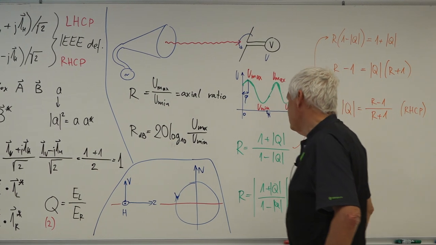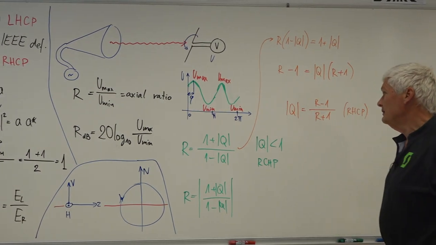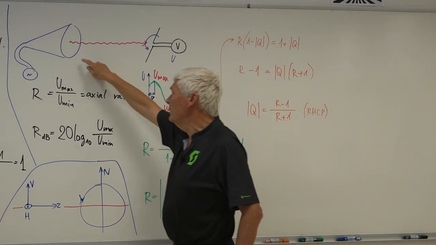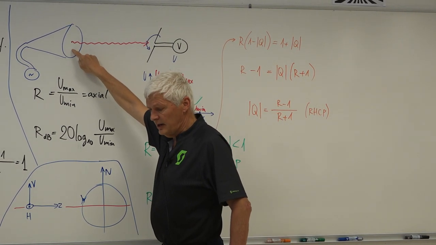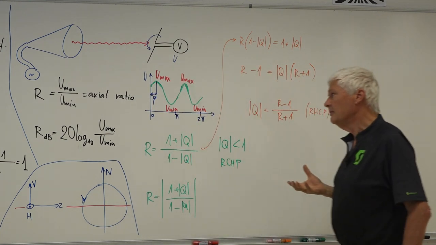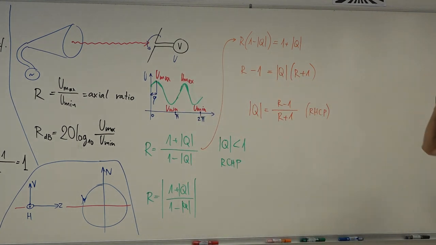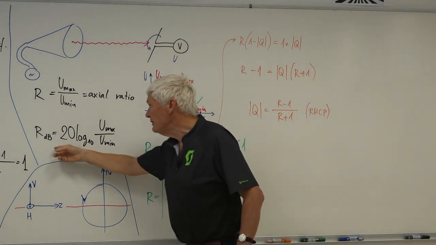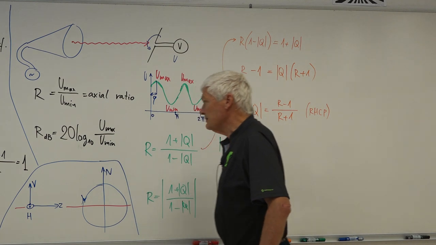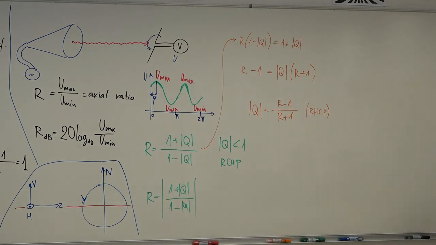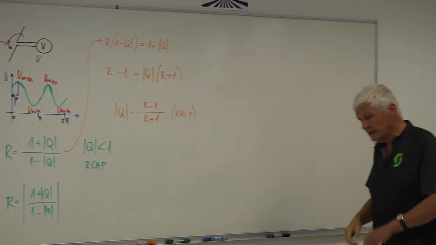So this is a drawback. But with this axial ratio, usually I know pretty well if this antenna is right-hand or left-hand. I just want to know how good it is. And knowing how good right circular is, or how bad right circular is, I can find all this out of the axial ratio. So this is about the units we are using with polarization.